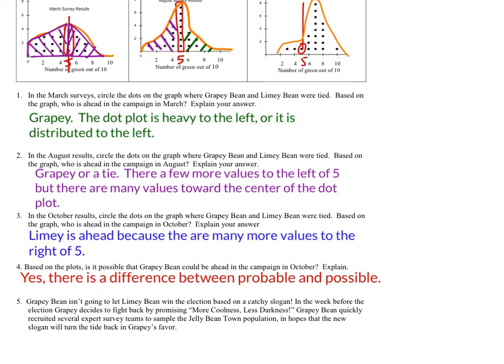Grapey bean isn't going to let limey bean win the election based on a catchy slogan. And the week before the election, grapey decides to fight back by promising more coolness, less darkness. Yeah. Oh yeah, man. Grapey bean quickly recruited several expert survey teams to sample the Jelly Bean Town population in hopes that the new slogan will turn the tide back in grapey's favor.